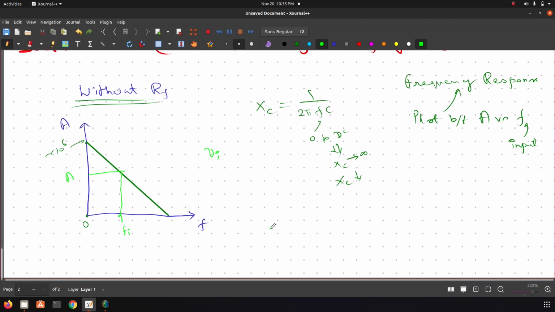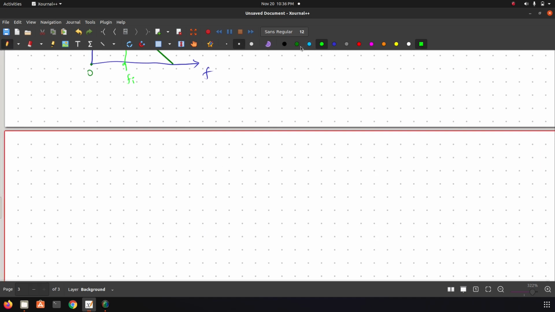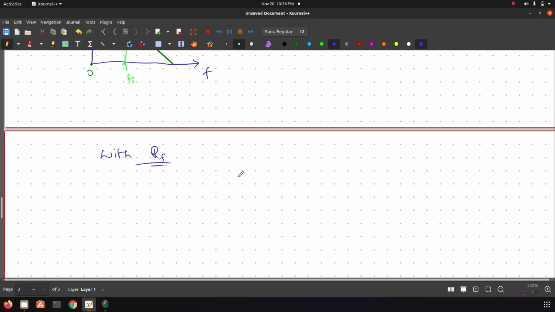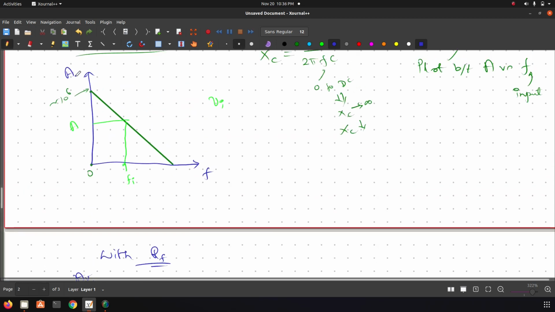So what's the response with the feedback resistor? Let's examine the response of the integrator with the feedback resistor. Let me draw the diagram again, the frequency response. This is for the case with RF, with the feedback resistor. This is the frequency and this is our gain.